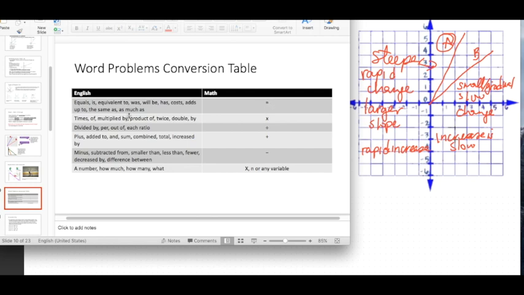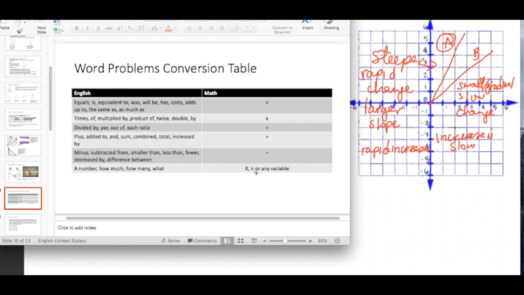And then for multiply, we have the obvious one, times, of, multiplied by, product of, twice, double, by. Divide, we would have divided by, per, out of, each, ratio. Plus, we would have plus, added to, sum, combined, total, increase. For minus, we would have obviously subtracted from, smaller than, less than, fewer, decreased by, difference between.